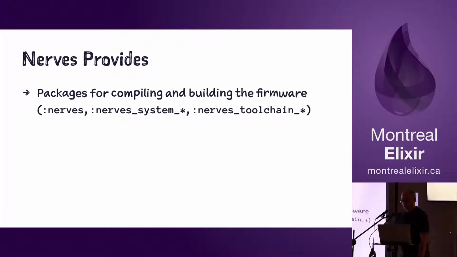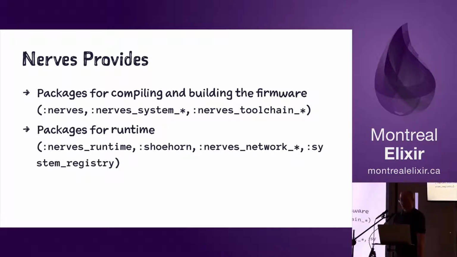So Nerves provides a few packages for compiling and building the firmware. So we have Nerves, the Nerves system, whatever, and the Nerves toolchain, whatever. Those packages are strictly used to build the image. Nerves also provides packages for the runtime. Those packages will be on the device. So we have the Nerves runtime, Shoehorn, and Nerves network, a bunch of packages for networking. And we have a system registry, and I don't know exactly what they use this for.